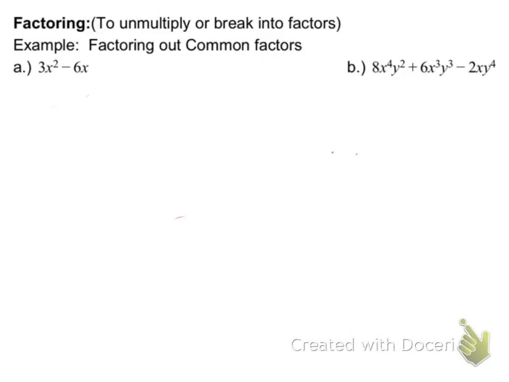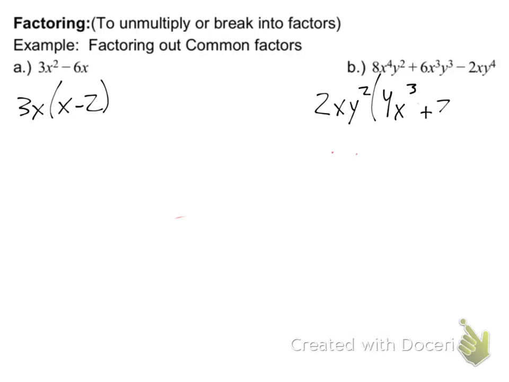So, looking at the first one, what can we take out? 3x. So if I take a 3x, what's left? X minus 2. Moving on to the second one. It's a little bit bigger, probably a little bit more troublesome, but shouldn't be too much. What would this be? 2xy squared. And what would be left? 4x cubed plus y squared.